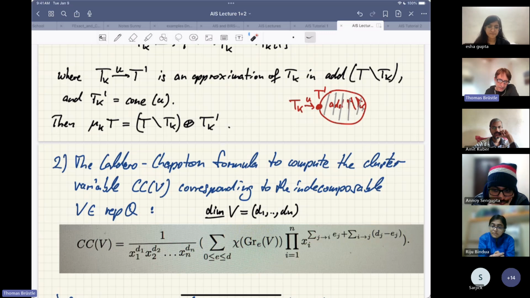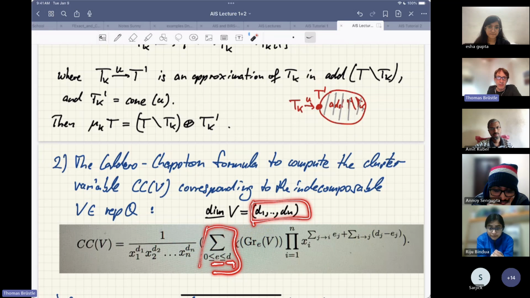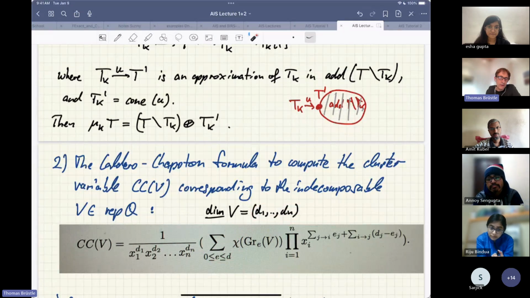So the sum goes over all dimension vectors which are smaller than the given dimension vector D. There's only finitely many of them because the dimension vector D is made of natural numbers, and there's only finitely many vectors of positive integers which are smaller than this one. And I take the sum over all those possibilities. In general, this is a large sum.